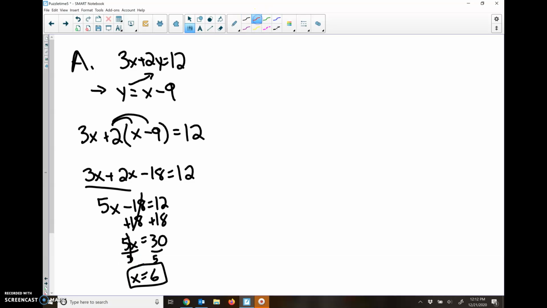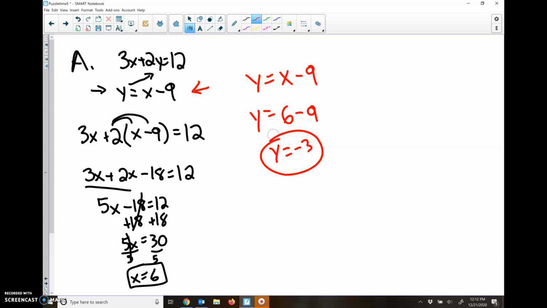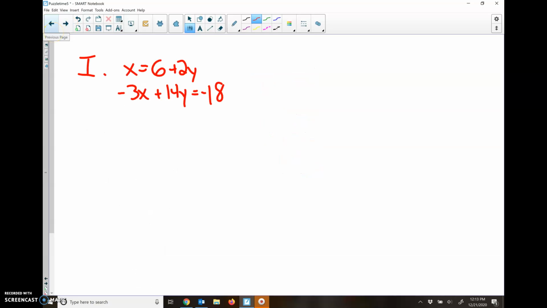Okay, and now we've got to go back and figure out what y is. Luckily, for this problem, it's going to make it a lot simpler for us. So y equals x minus 9, and we just figured out that x was 6. So instead of x minus 9, I'm going to put in 6 minus 9. 6 minus 9 is negative 3. So we figure out that x is 6 and y is negative 3.